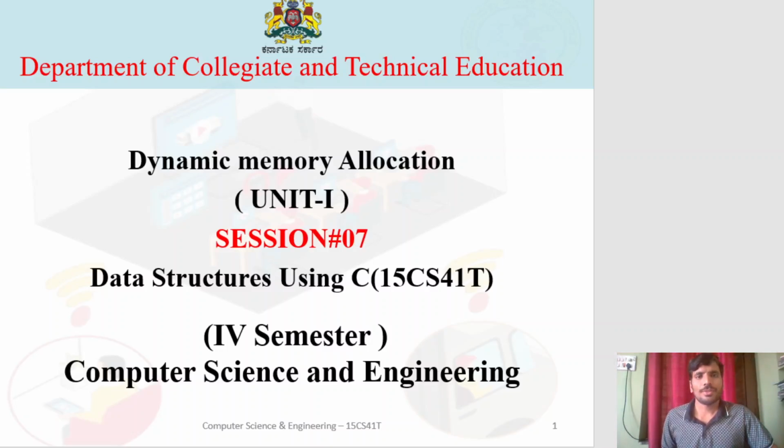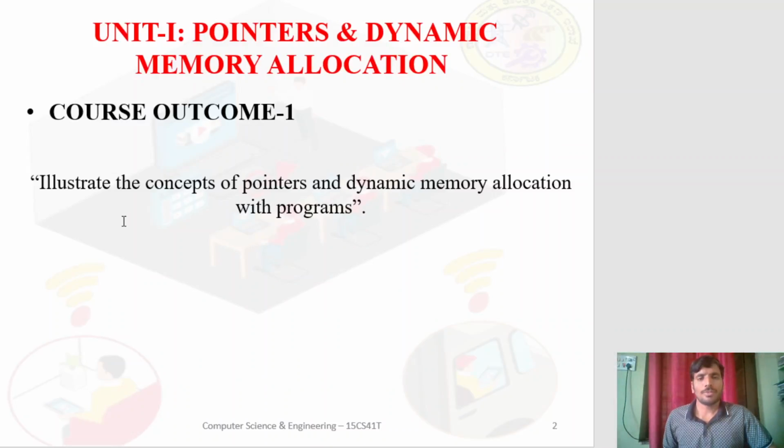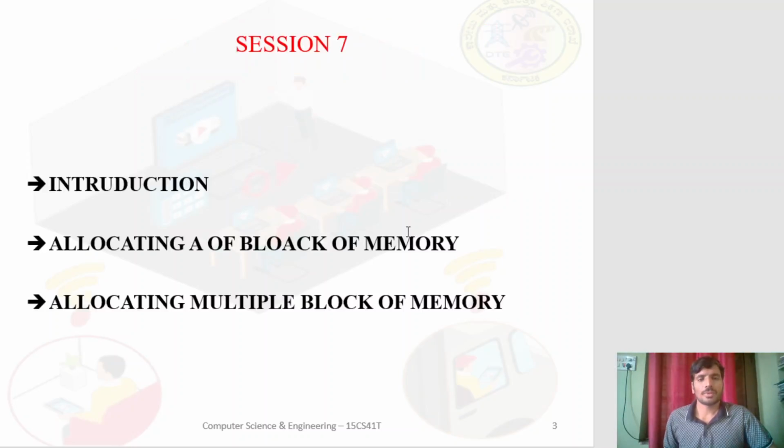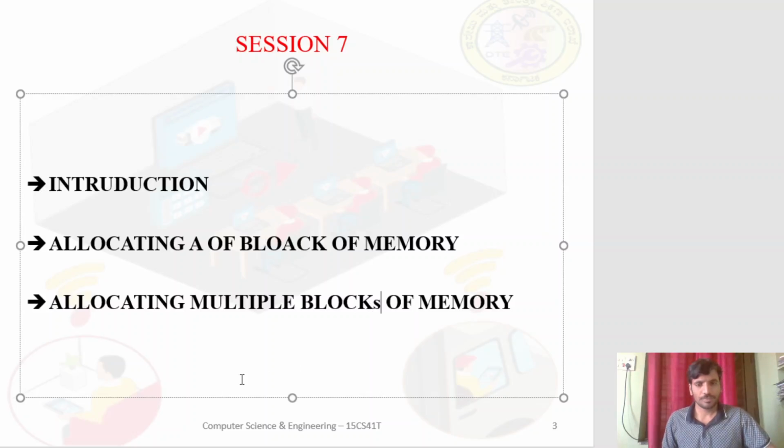Today we will discuss Dynamic Memory Allocation, Unit 1 and Session 7 of the subject Data Structures using C. The course outcome of this unit is to illustrate the concept of pointers and dynamic memory allocation with programs. In this session, we will discuss the introduction of dynamic memory allocation, allocating a block of memory, and allocating multiple blocks of memory. We'll discuss these concepts in this unit.